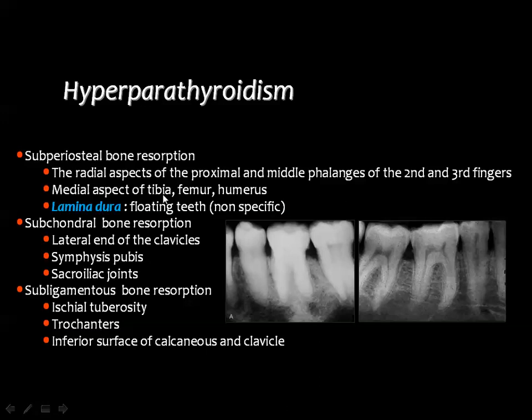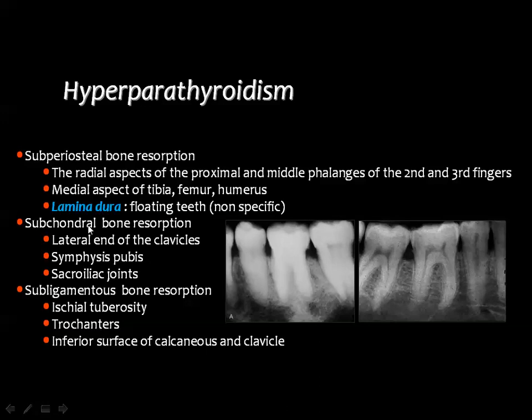Also in the medial aspect of the tibia, femur, and humerus, and also in the lamina dura of the teeth. If you look here at a normal tooth, you see a very fine line of calcium bordering the root of the tooth, and this is known as the lamina dura. In cases of hyperparathyroidism, this calcium is very friable and it will be resorbed. Then you get loss of the lamina dura, which, as stated here, is a non-specific sign.